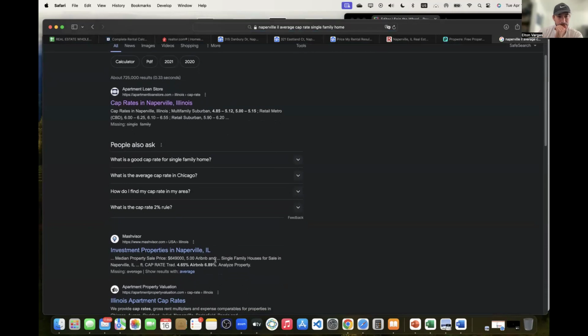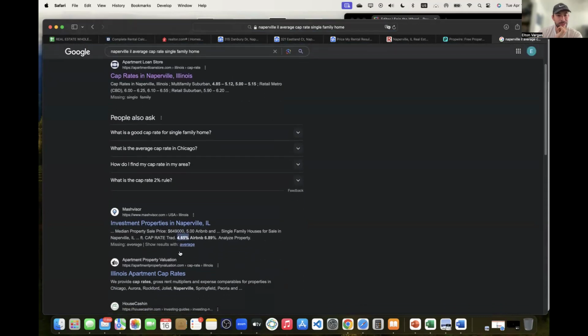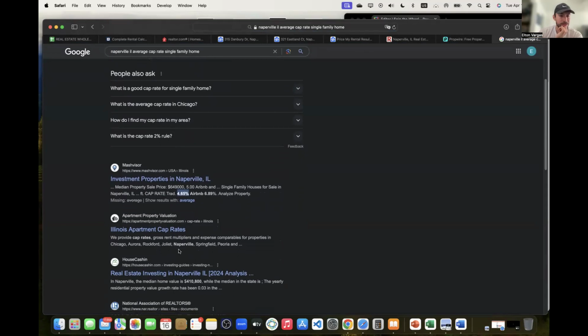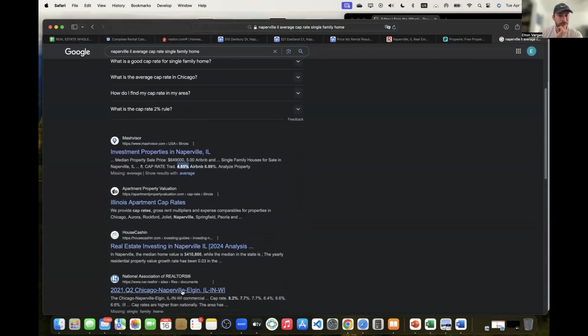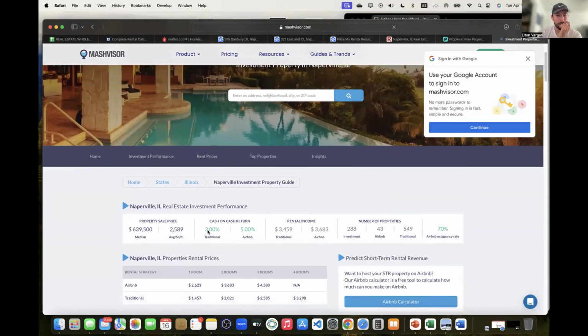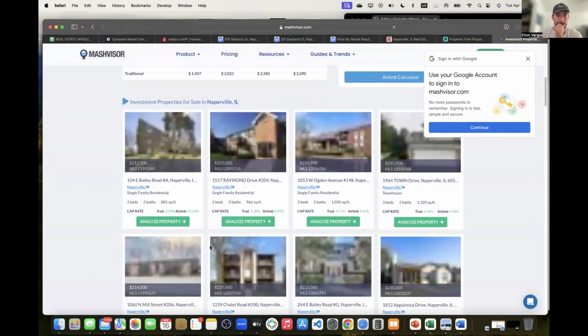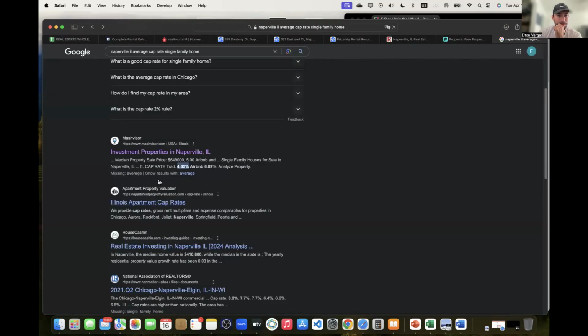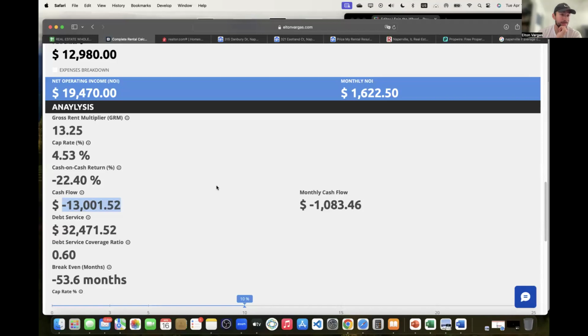It looks like the average single family home cap rate is at 4.65%. Looks like that's from Mashvisor. Sometimes it's very accurate, sometimes it's not. NAR, I don't trust the NARs, especially with the case happening right now. But let me go with Mashvisor for right now. On the single family homes, going at a 4% cap rate. Where's the information? It doesn't want to give it to me, but that's what I'm seeing. It's a 4.65. So it looks like the property is priced perfectly fine on the spot, and the cap rate is a little bit lower than that 4.65.